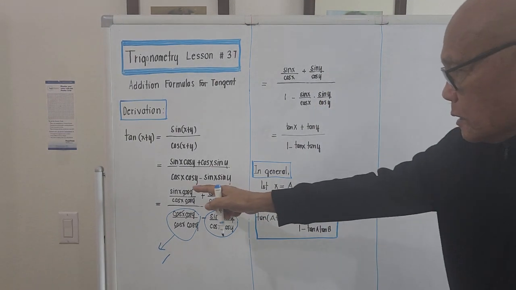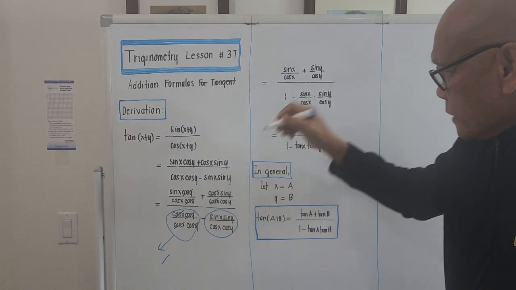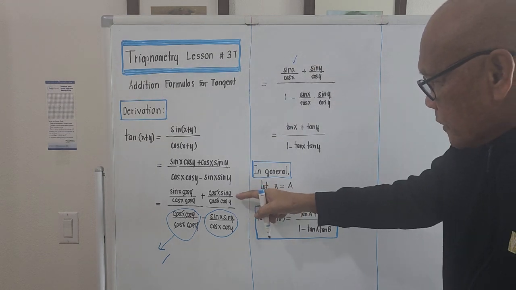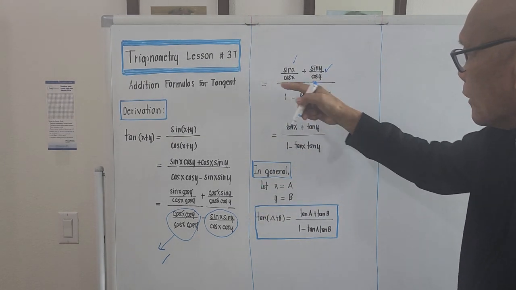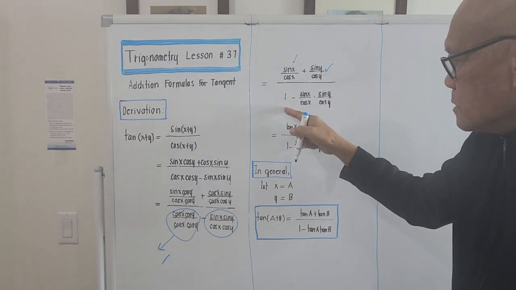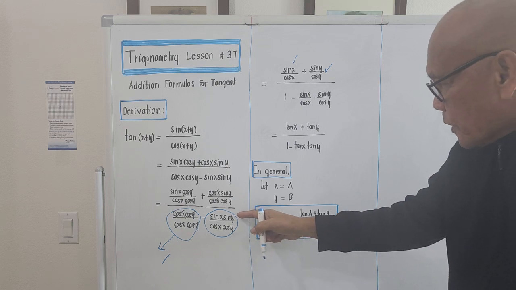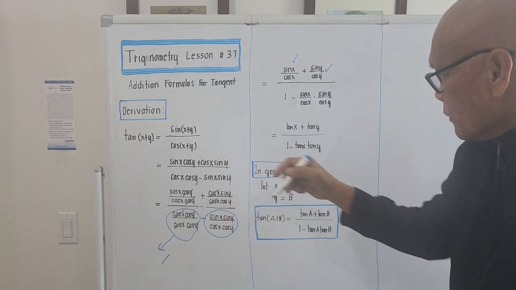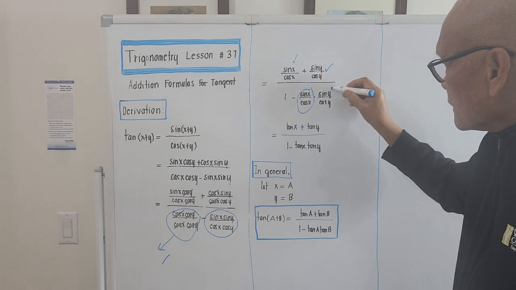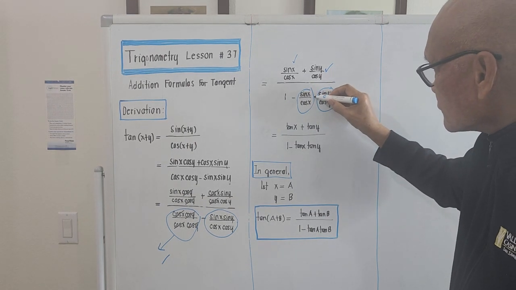Continuing with the simplification, I will rewrite sine x over cosine x, then I will rewrite sine y over cosine y, all over 1. This is now 1, so this is 1. Then I will rearrange this one, commutative law. I will combine this as 1, then I will combine this as 1. The operation is multiplication.